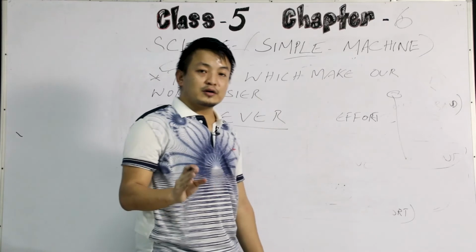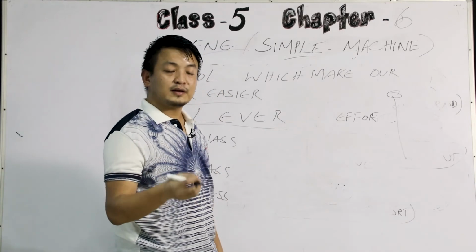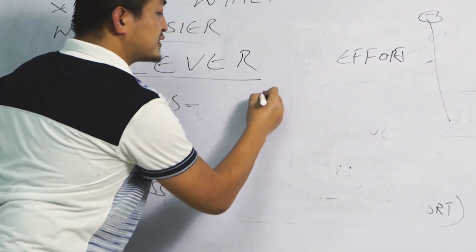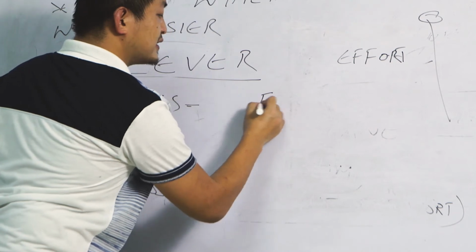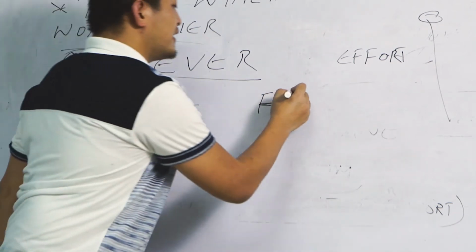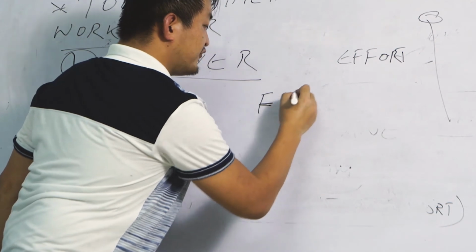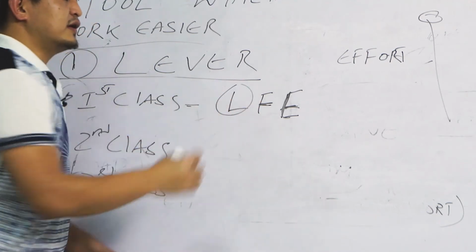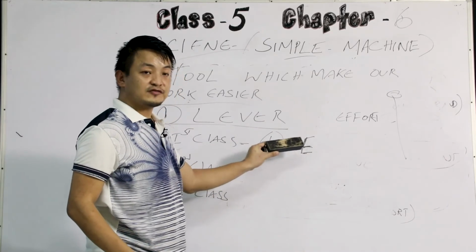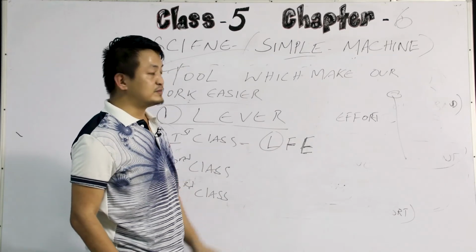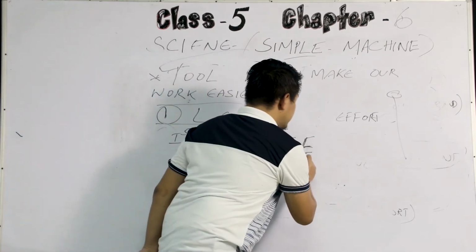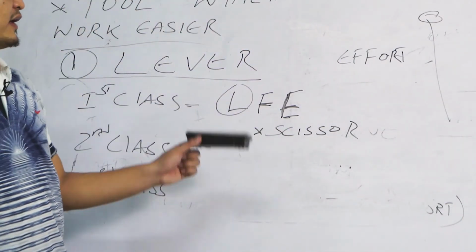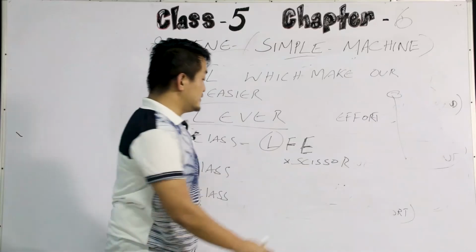Now you are aware about the load, about the fulcrum, and about the effort, right? So for first class lever, the fulcrum should be in the center. Clear? The fulcrum should be in the center, and the effort should be on this. Clear? This is the load, this is the fulcrum, and this is the effort. And the example for first class lever would be, let's say, scissor as well. Okay, scissor is also an example of a first class lever. Clear?